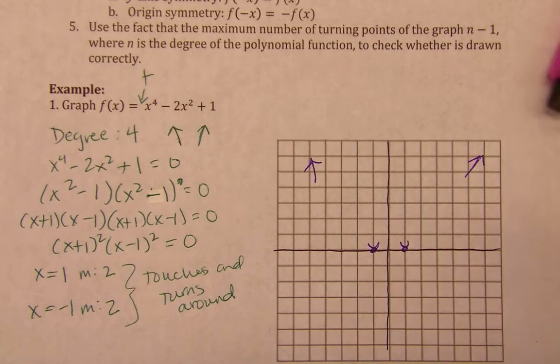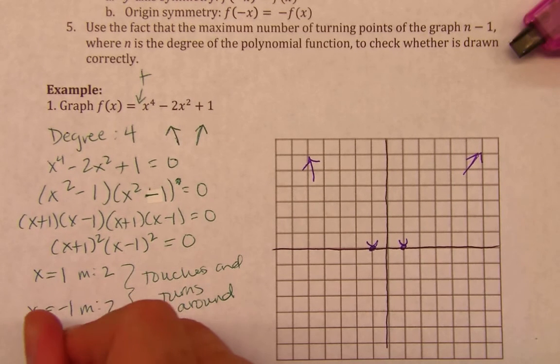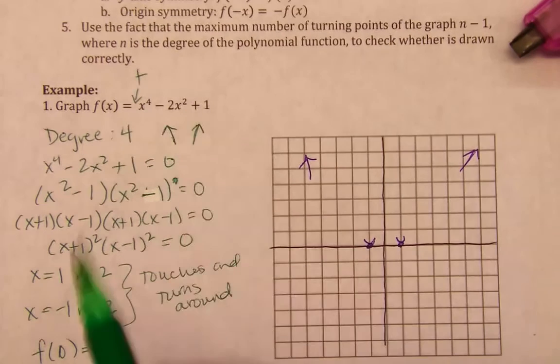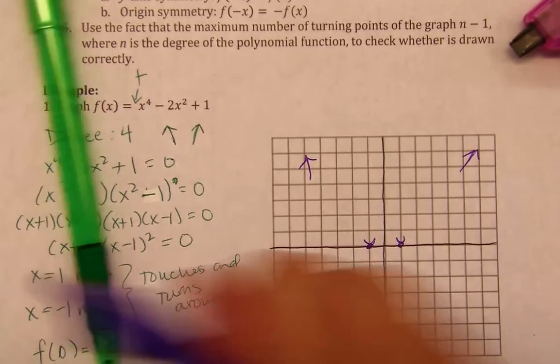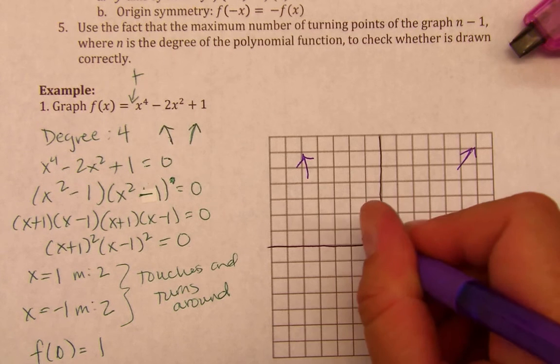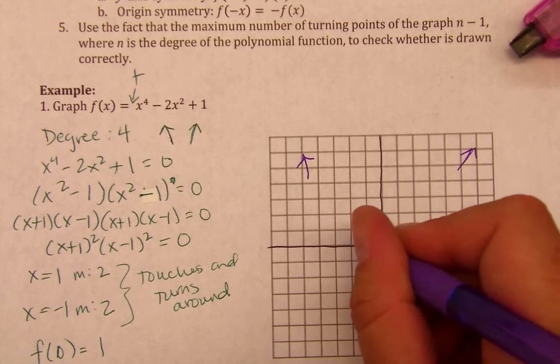Next thing I can look at is what is my y-intercept. I can plug in 0. Well, if I plug in 0, then I get 1. So I know now that I also have the point (0, 1). So far, this is what I know about my graph.